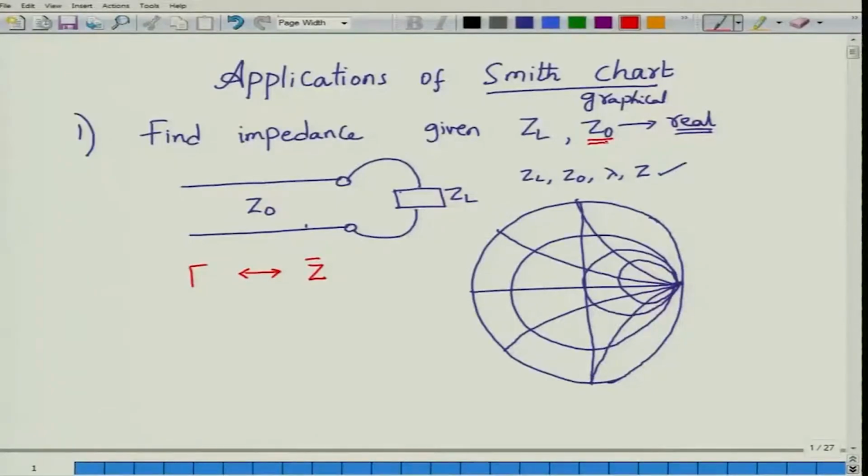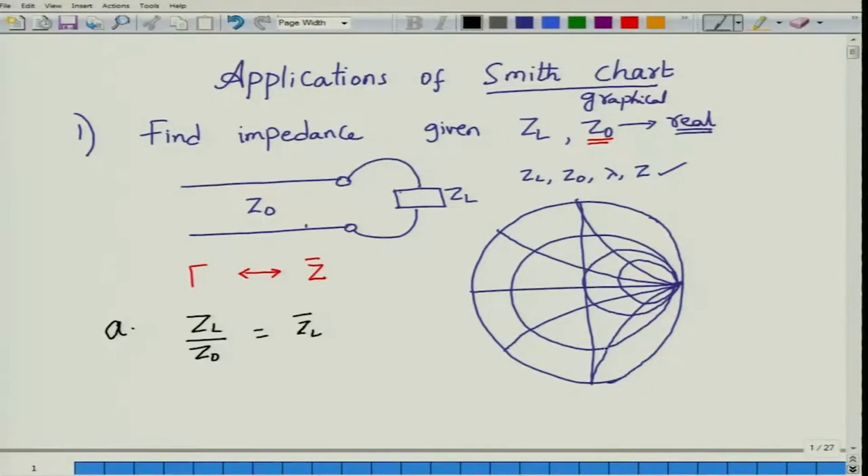And since it is normalized impedance that we need to talk about, we need to normalize every impedance that we come across in transmission line problems. To which value should we normalize? It is the characteristic impedance of the transmission line. So the first step, step A, would be to normalize the load impedance with Z0 and obtain the normalized load impedance ZL bar.